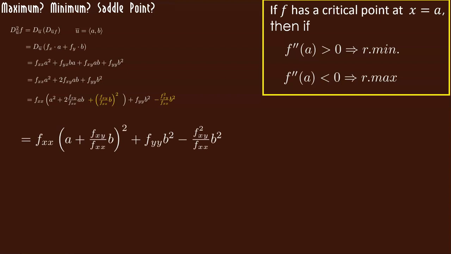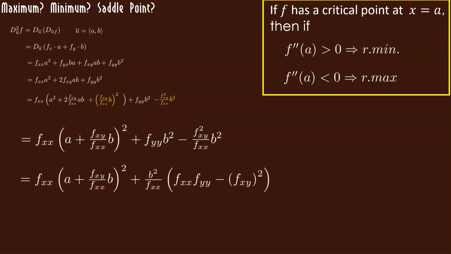From this other expression, I noticed that the last two terms both have a b squared in it. I'm going to factor out a b squared, and I'm going to factor out a 1 over f sub xx. So what I have looks like this.